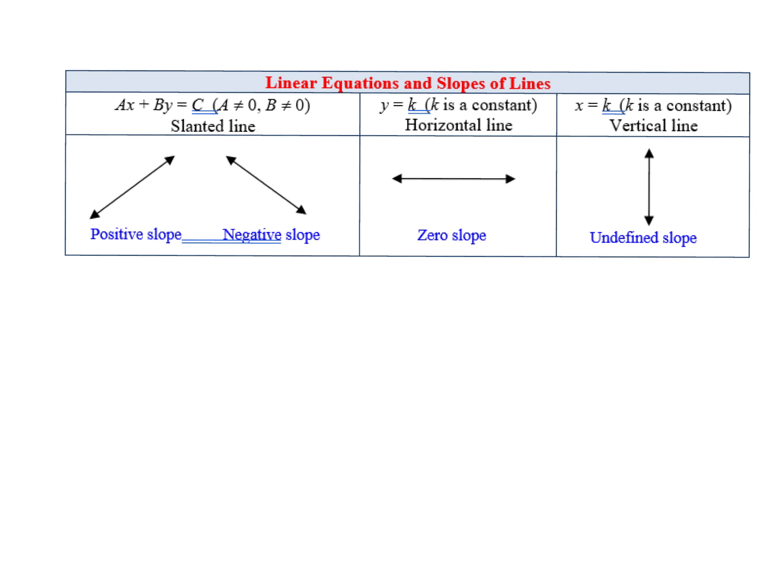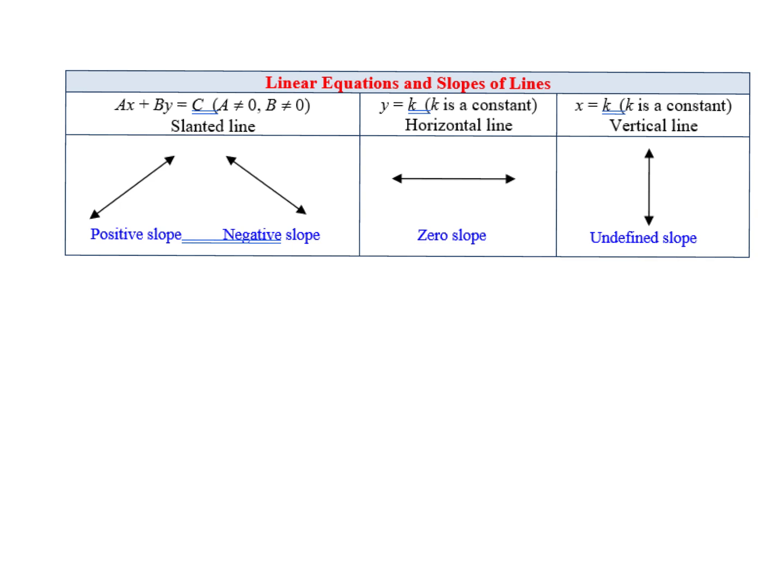Then if you have y equals a value, then you're going to end up with a horizontal line where all the y values are the same, and that has 0 slope. Then lastly, if you have x equals a number, then you've got a vertical line, all the x values are the same, and you have undefined slope.